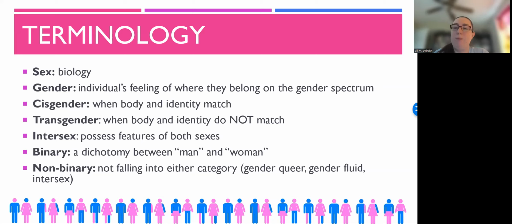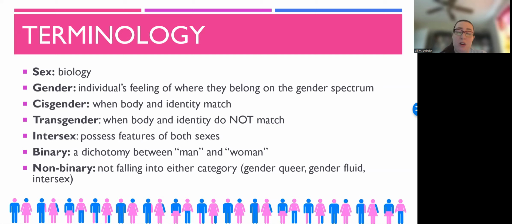I'll read you a quote from the APA fact sheet on non-binary gender identities. It's any gender identity that does not fall within the strict categories of contemporary Western society, which typically considers gender to be binary, meaning a man or a woman.